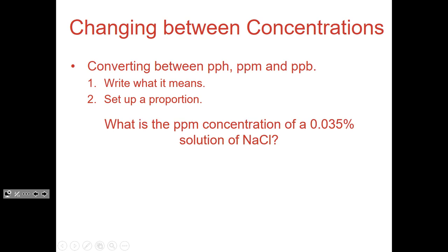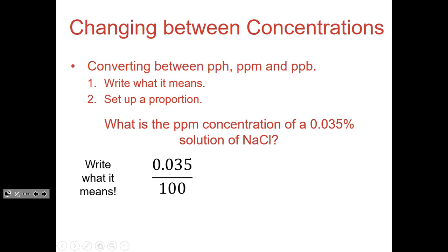So what is the parts per million concentration of a 0.035% solution of NaCl? Well, you start by looking at what it means. It's 0.035%. That means 0.035 grams of solute per 100 grams of solution. And what we're trying to do is convert that into how many would be dissolved in a million, because this is ppm.